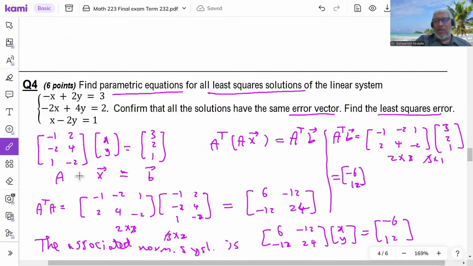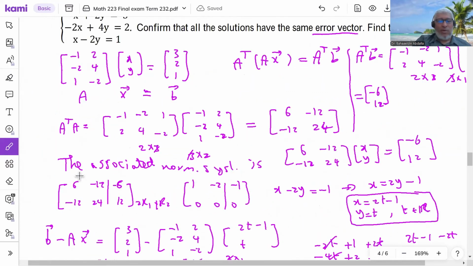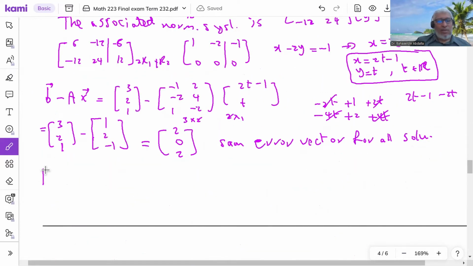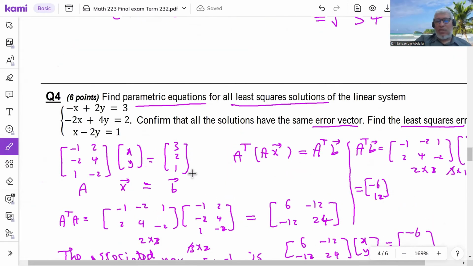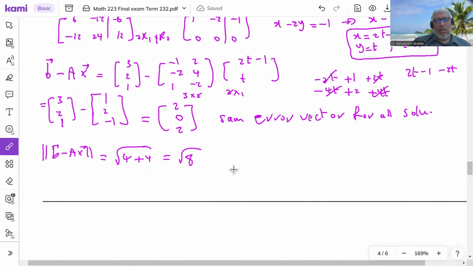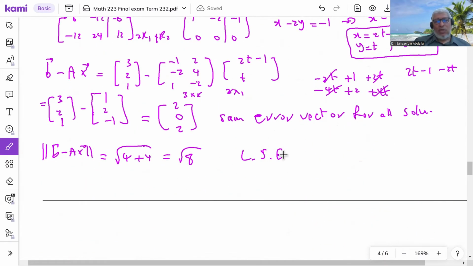And finally, the least squares error is the norm of b minus ax. So it's the square root of 4 plus 0 plus 4. So it's the square root of 8. This is the least squares error.